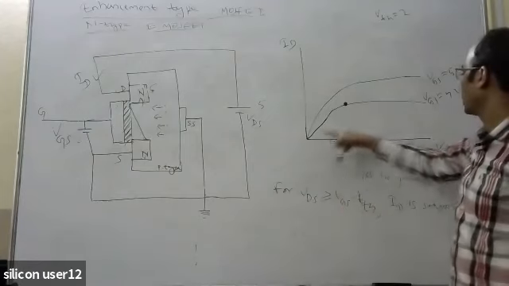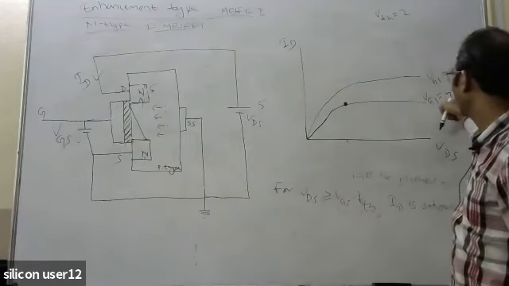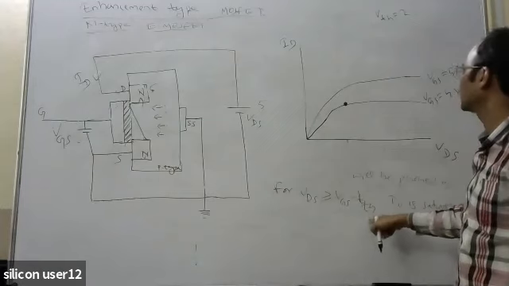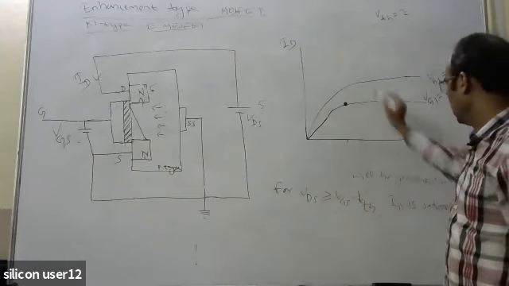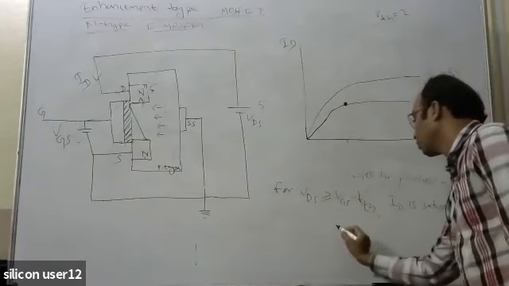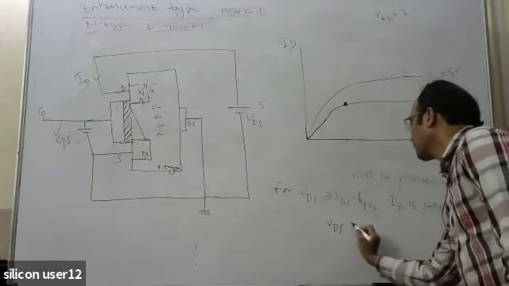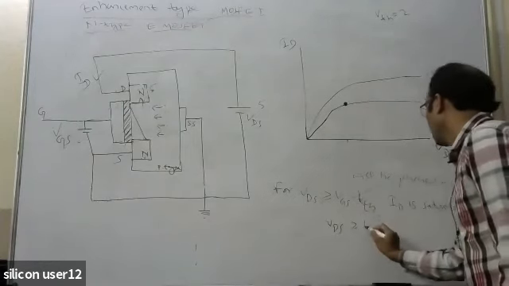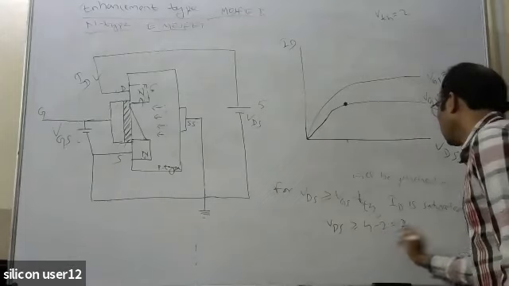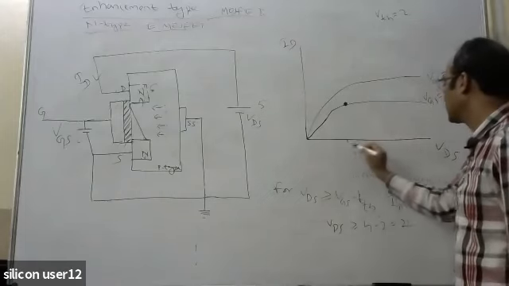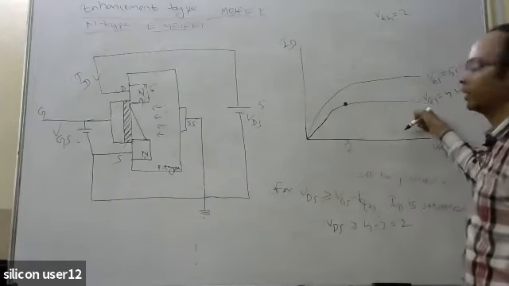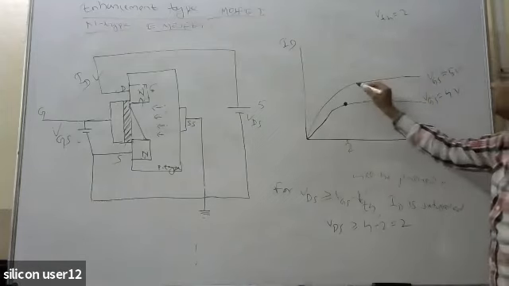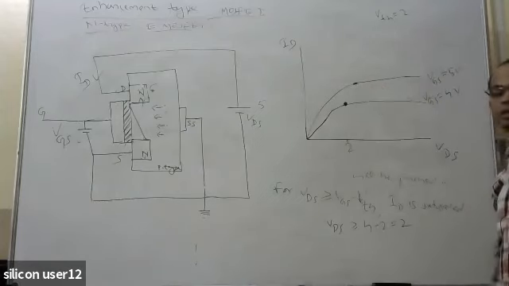For this curve which we have got here, we have taken VGS is 4 volt and VTH is, let us say, 2 volt. So for that example, VDS greater than or equal to 4 minus 2, equal to 2. So after 2 volt it starts to saturate. For this curve, what will be the value of this saturation point?